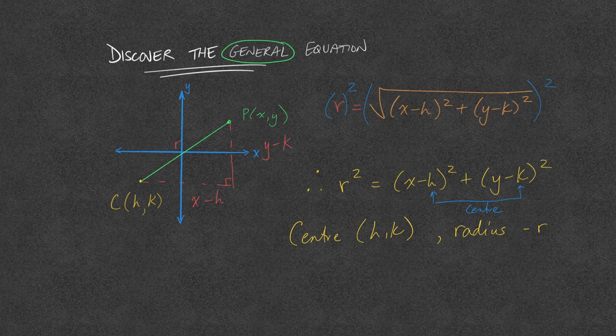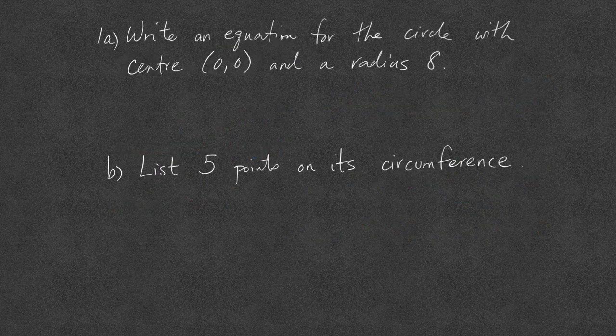Okay, what I want to spend the rest of the day doing is jumping back and working with the general form for equation of a circle with the center at 0, 0, and us getting comfortable with all the parts of it. Okay, here we go. Now, what you can see on the screen, I've asked you in question 1a to write an equation for the circle with a center 0, 0 and a radius of 8. And then in problem B, I want you to list 5 points on its circumference.